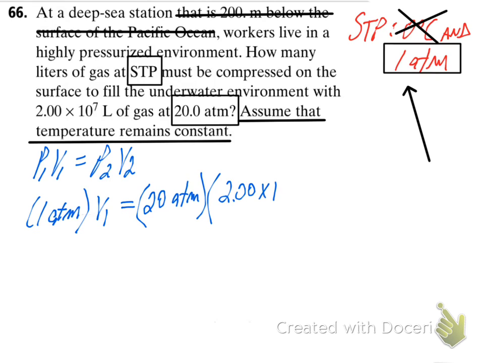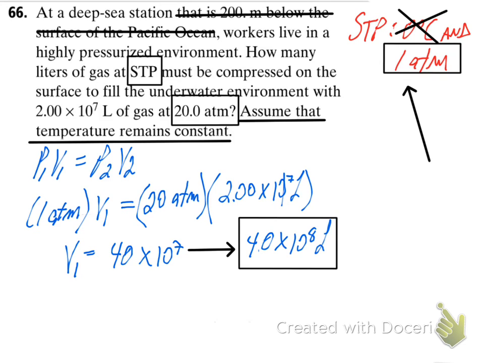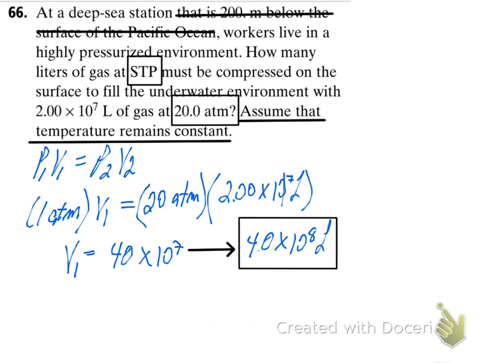Once you put it in, our final conditions, as you can see, are 20 atmospheres and 2.00 times 10 to the 7th liters. So I'm looking for the initial volume of the gas that needs to be compressed to fill those requirements in this deep sea environment. When I do that, solving for V1, using algebra, which you should know, and being able to multiply numbers in scientific notation, I get 4.0 times 10 to the 8th liters. Okay? So, that's how we do number 66 here. That's the correct answer there.